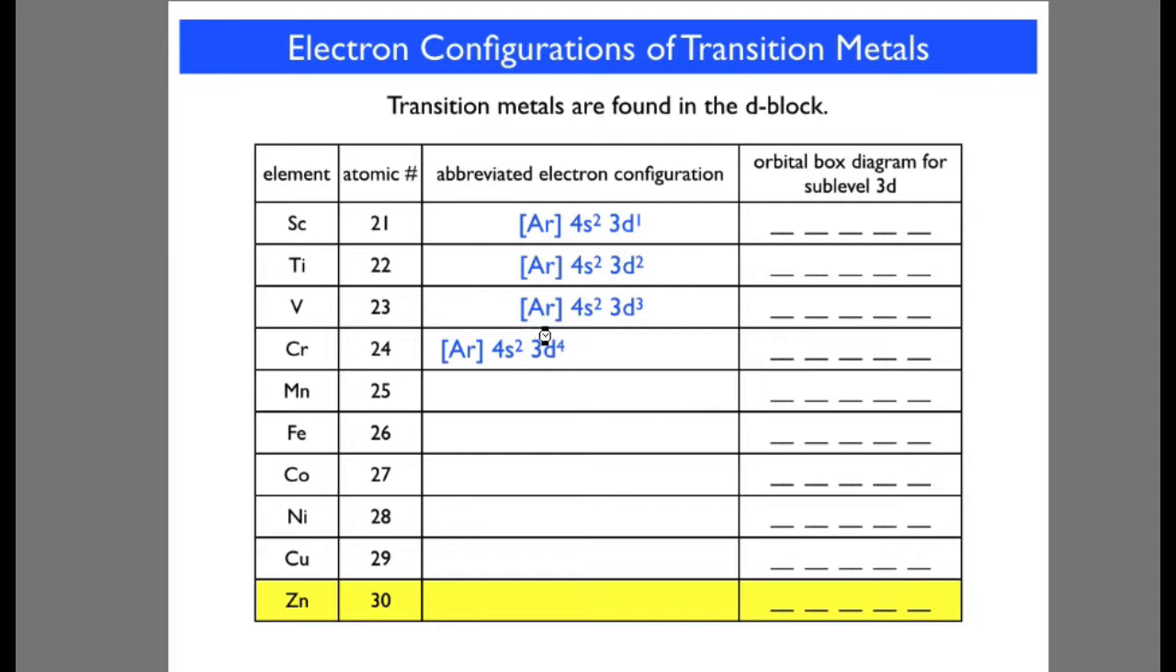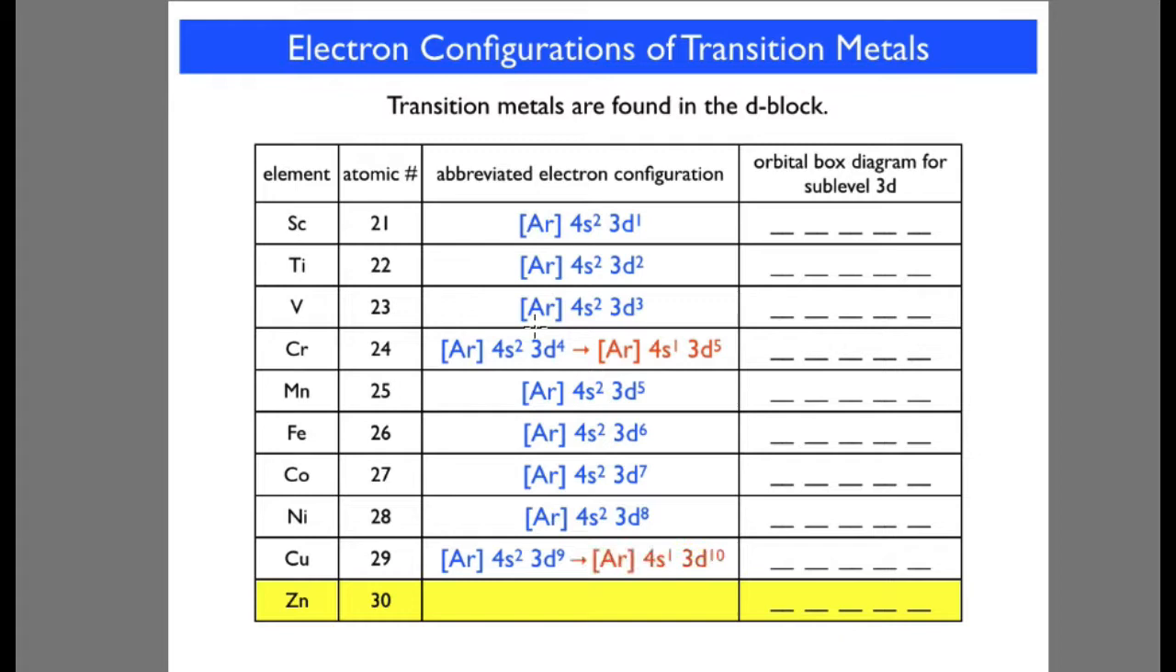If you remember, in chromium, one of the s electrons moves into the d orbital, so it's half filled basically. Manganese has a half filled d orbital too. We'll go through adding one at a time. And again, copper is a bit different because one of the s electrons goes into the d orbital.